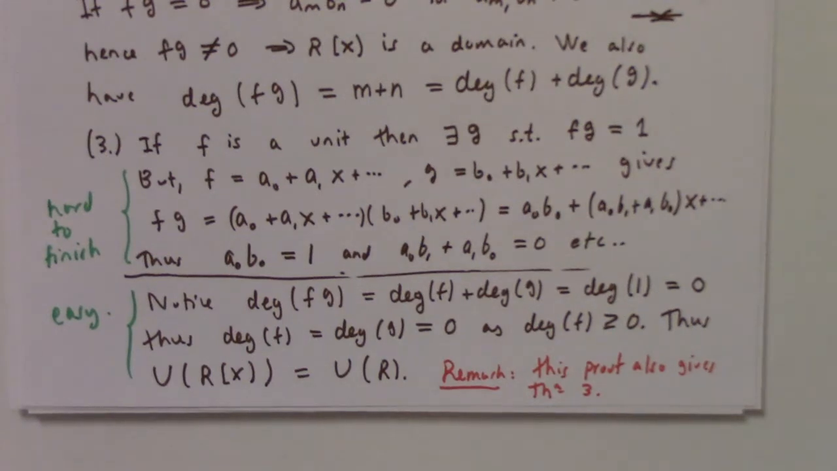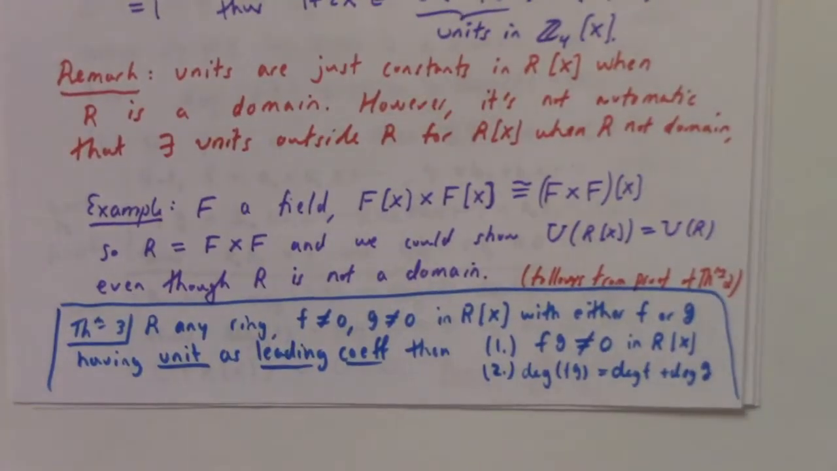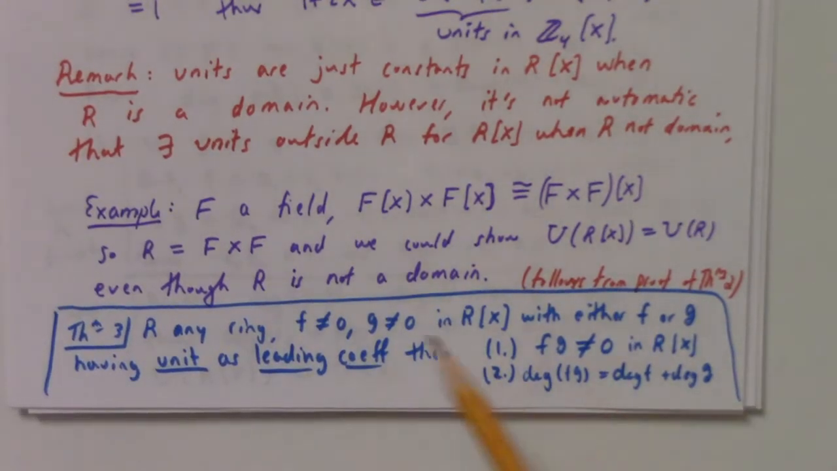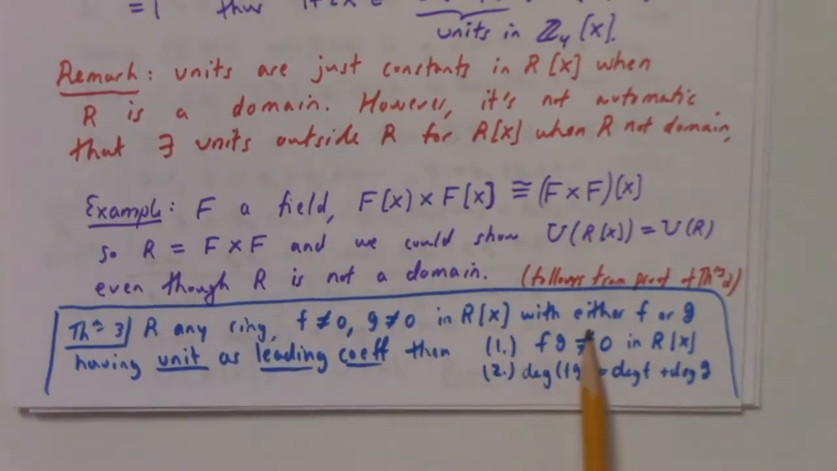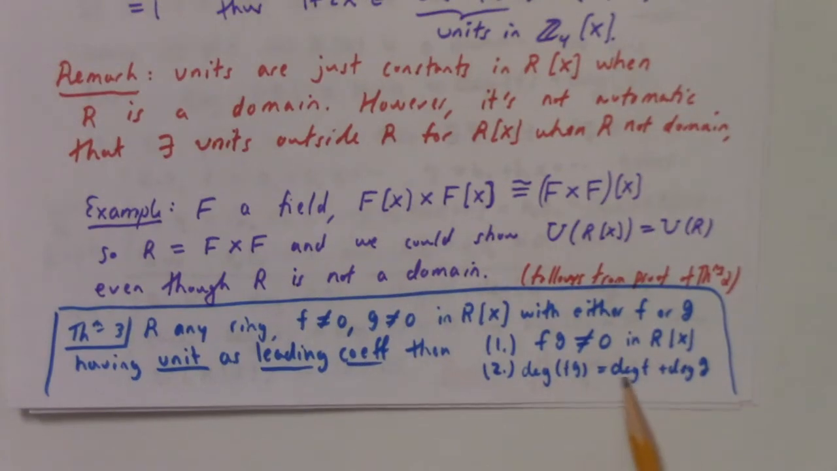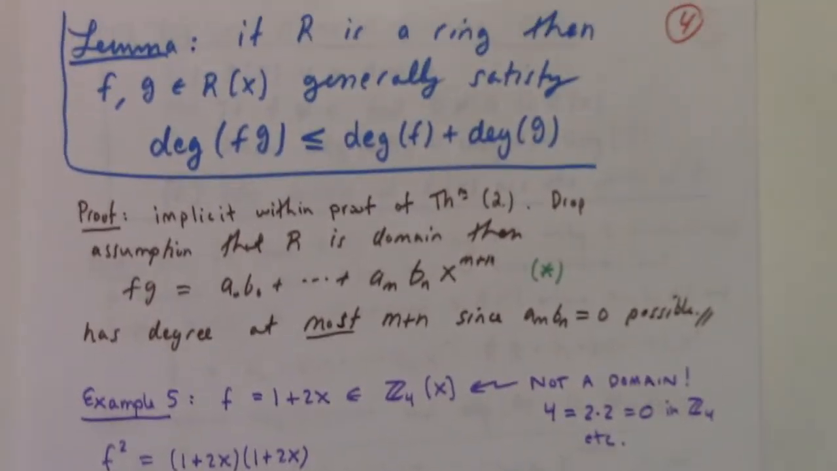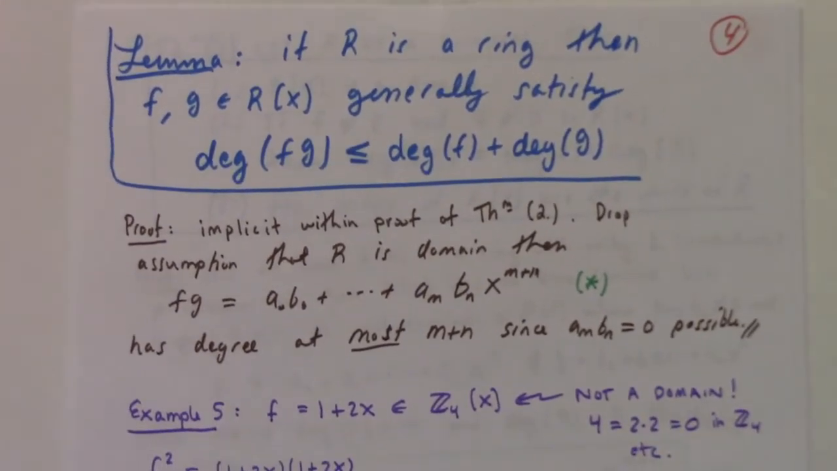And I mentioned that this proof also gives theorem 3, which is on my next page. So this is theorem 3, which is that if we have two non-zero polynomials in the ring, and either f or g has a unit as a leading coefficient, then their product is non-zero, and the degree formula is natural. Of course, if R is not a domain, then we have this lemma, also from the previous proof. Again, for f and g polynomials in a general ring, we just get that the degree of f times g is less than or equal to the degree of f plus the degree of g. This is illustrated by example 5, which I'll get to in just a second.